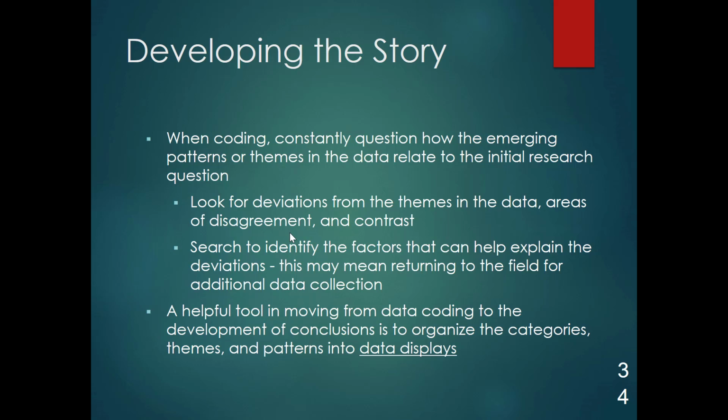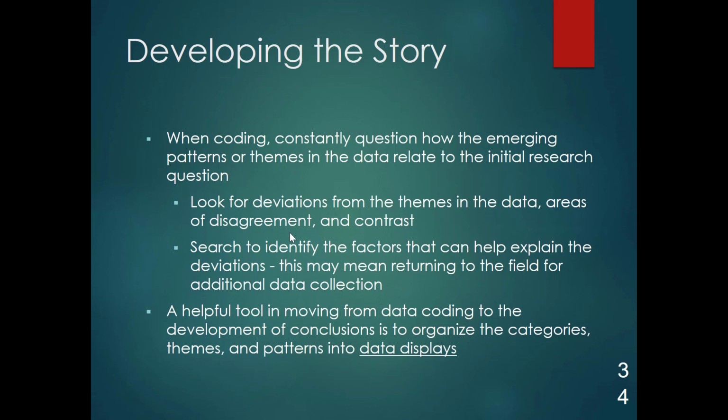Look for any deviations from the theme in the data, areas of disagreement and contrast. You also need to search to identify factors that can help explain the deviations. This may mean returning to the field for additional data collection. So basically, you need to identify factors that can explain why there's so much deviation in the data. One way to do that is maybe going back to the participants and asking them additional questions.